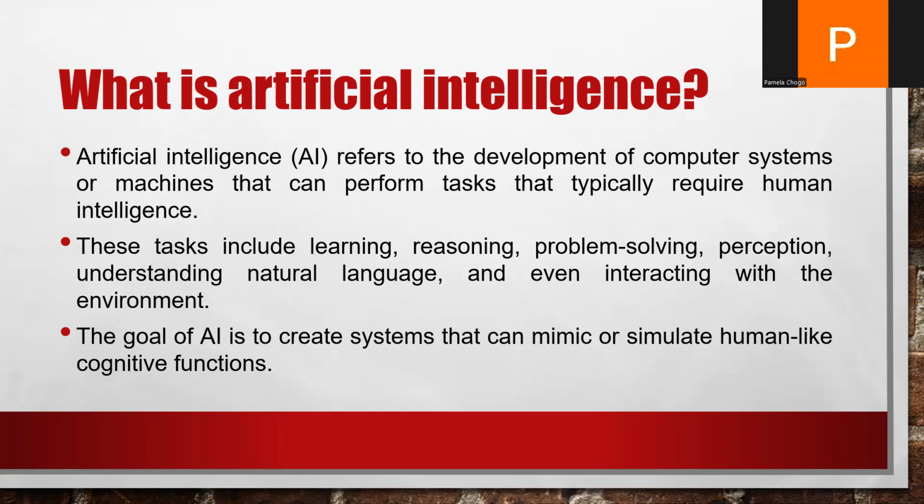So these tasks can include learning, reasoning, problem solving, perception, understanding natural language, and even interacting with the environment. As I mentioned earlier, when we talk of artificial intelligence, it needs the computer to learn. It learns from the data. That's why I keep talking about the importance of data. So it learns from the data, and then it has reasoning through the algorithms. It can give reason or meaning to the data, which will help in problem solving.